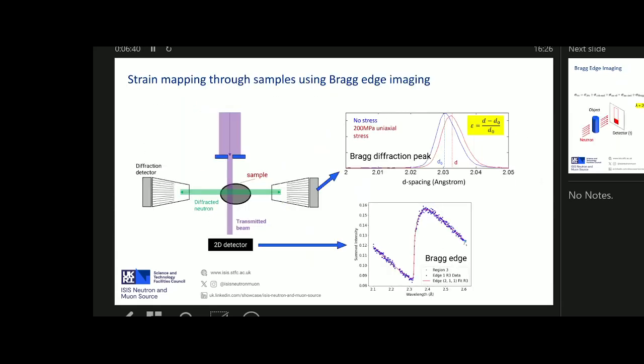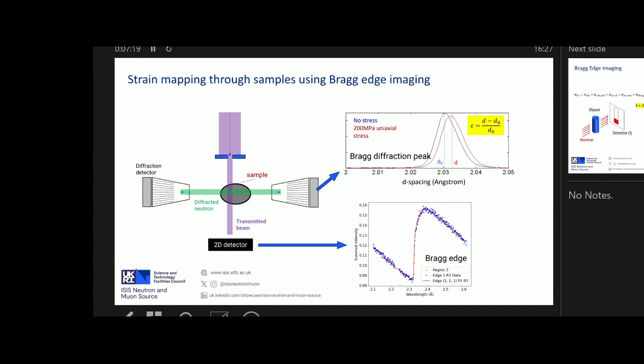And apart from this traditional, conventional imaging technique, there's an advanced imaging technique called Bragg edge imaging, which can be used to map the strain inside the component. If you have been to a diffractometer, you will know that usually there are two detectors sitting at the sides of the sample, and they receive the signal from the sampling volume, and if the neutron beam satisfies Bragg's law, you will get a diffraction peak from the detector.